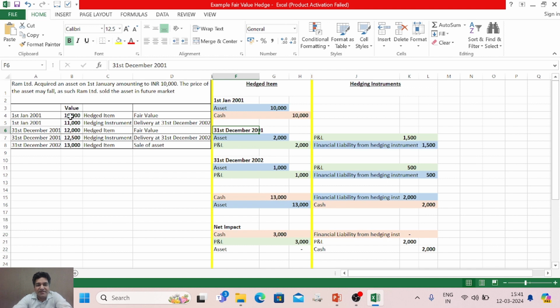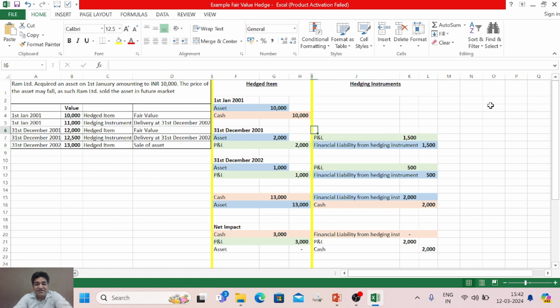One year later, on 31st December 2001, there was a change in the fair value both on my hedged item from 10,000 to 12,000, and on the hedging instrument also there was a loss from 11,000 to 12,500. So let's see how these accounting entries will look. On the hedged item, the fair value increased from 10,000 to 12,000, so there was a gain on the asset. So asset account will be debited, and the corresponding impact will be taken on profit and loss account, which is my P&L. All the gains will be credited to my profit and loss account.